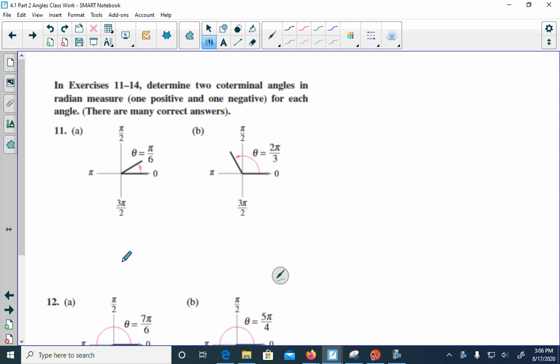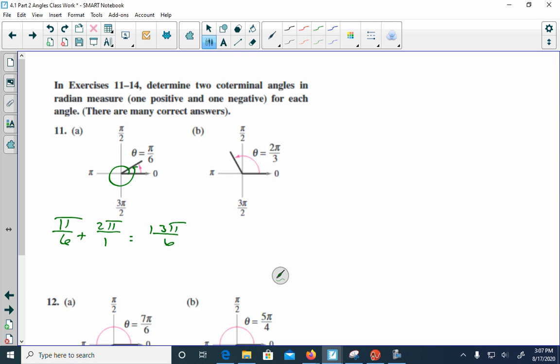In order to find a positive coterminal angle, I'm going to take pi over 6 and add one rotation around the unit circle. So I'm just adding another 2 pi to pi over 6, which is 2 pi over 1. I can do common denominators, or I can put it in my calculator, however you choose to do it. When you do that, you end up getting 13 pi over 6. That is one positive coterminal angle.